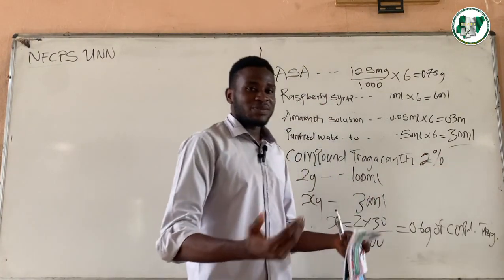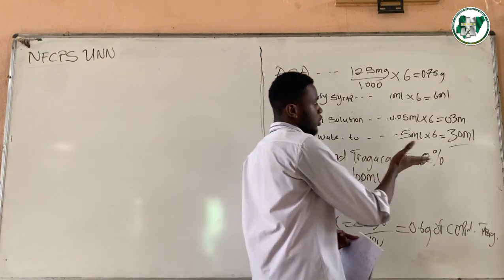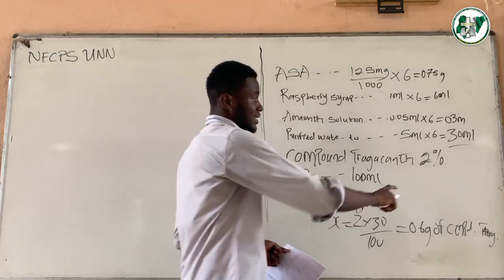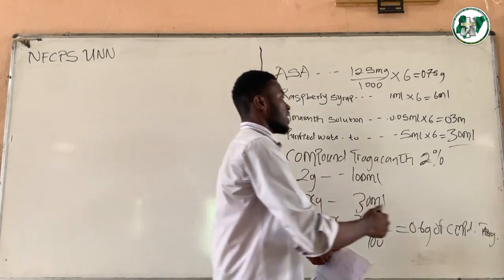I'm trying to explain this. This is not the exact procedure. You can put it in your own words. You now put this pourable paste into a dispensing bottle. First of all, you mark your dispensing bottle at 30 ml so that you know the exact volume of the suspension you're having.